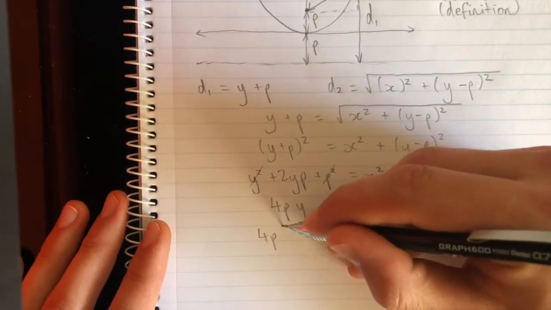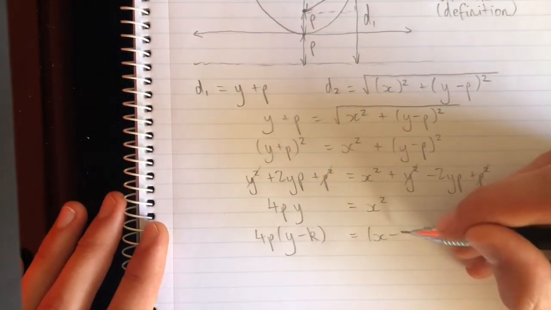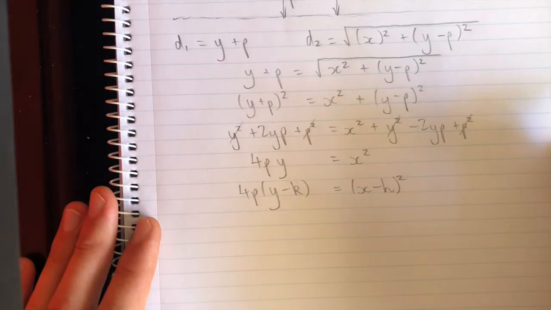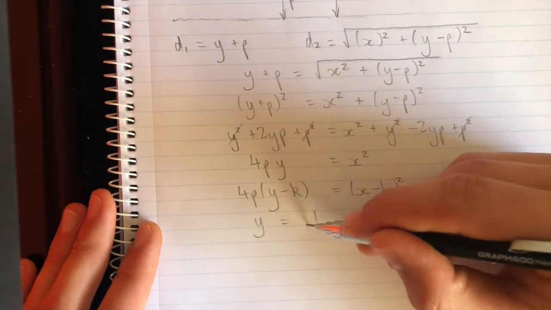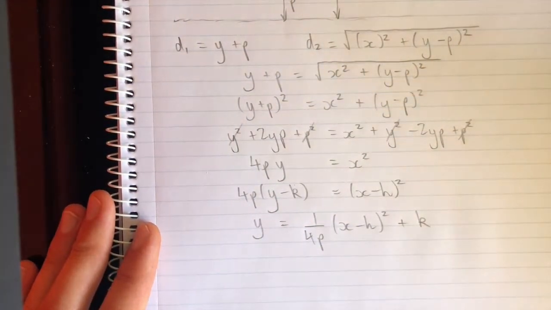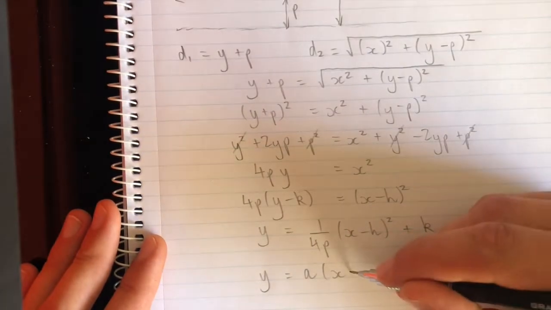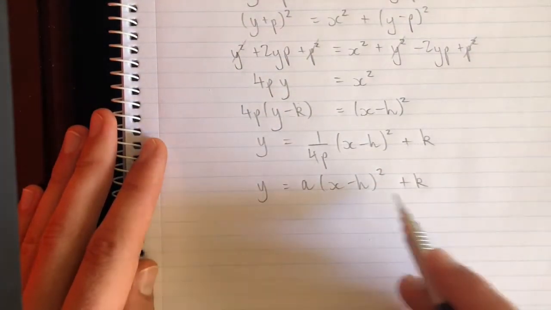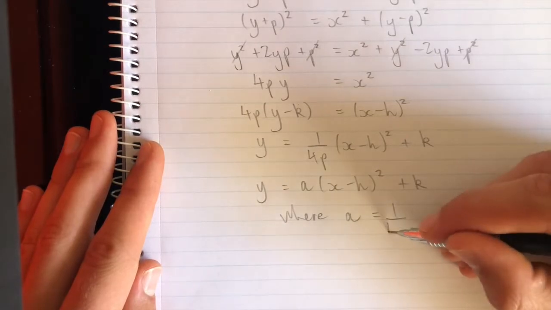Now all we need to do is cater for the translation of the y and the x. So we go 4p (y minus k), that is the vertical translation. Then we have (x minus h) squared. h is the horizontal translation. So now if we isolate y, multiplying by the inverse of 4p, which is 1 on 4p, times (x minus h) squared, then we plus k. Now our form of a parabola is y equals a times (x minus h) squared plus k. So we have arrived at this form where a equals 1 on 4p.